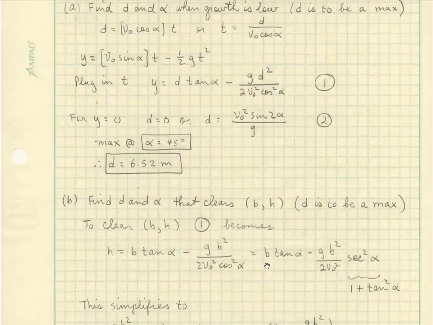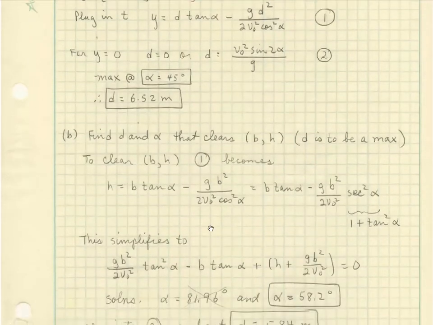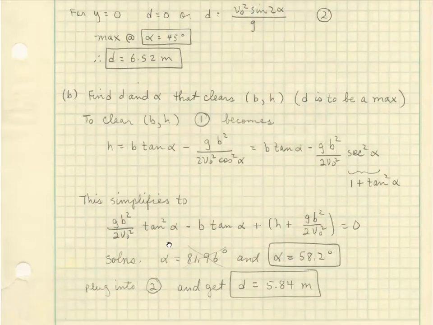And when you write this out, you can rewrite the cosine squared as a secant squared like this, because 1 over cosine squared is secant squared. And secant squared is 1 plus tangent squared. So what happens is this equation right here will simplify down to a quadratic expression that looks like this. And you can pause here and try to create that expression yourself. But it has solutions of 81.96 degrees and 58.2 degrees.